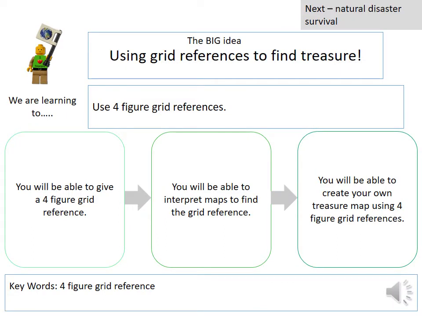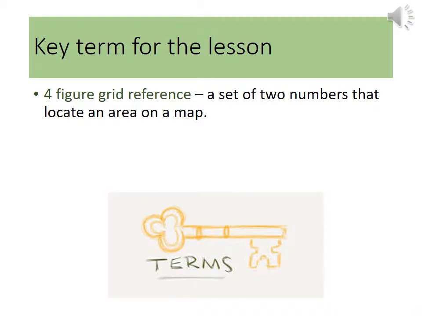In this lesson today, we're going to learn to use four-figure grid references. So our objectives are, you'll be able to give a four-figure grid reference, you'll be able to interpret maps to find a grid reference, you'll be able to create your own treasure map using a four-figure grid reference. Our keyword for today is four-figure grid reference. This is a set of two numbers that locate an area on a map.